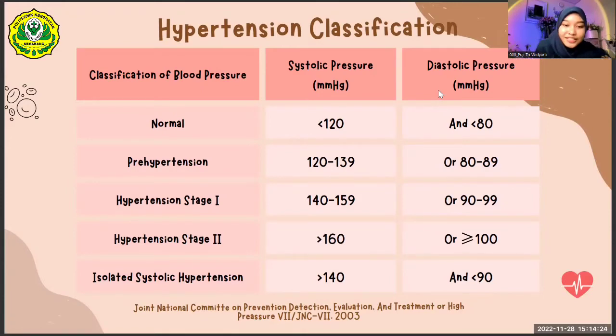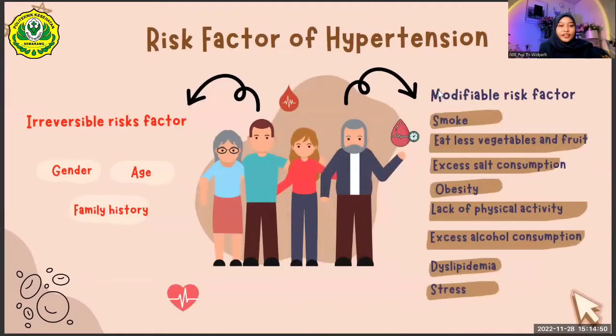And then hypertension stage 2, systolic pressure is more than 160, or diastolic pressure is more than 100. And then the last is isolated systolic hypertension, with systolic pressure more than 140 and diastolic pressure under 90. And then, so what is the reason for hypertension?